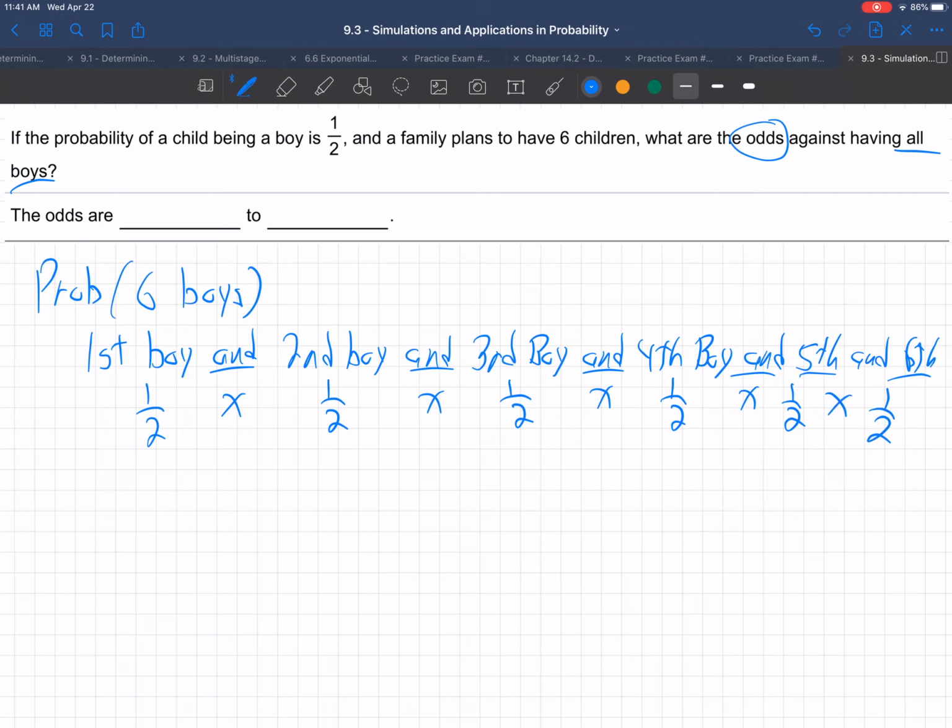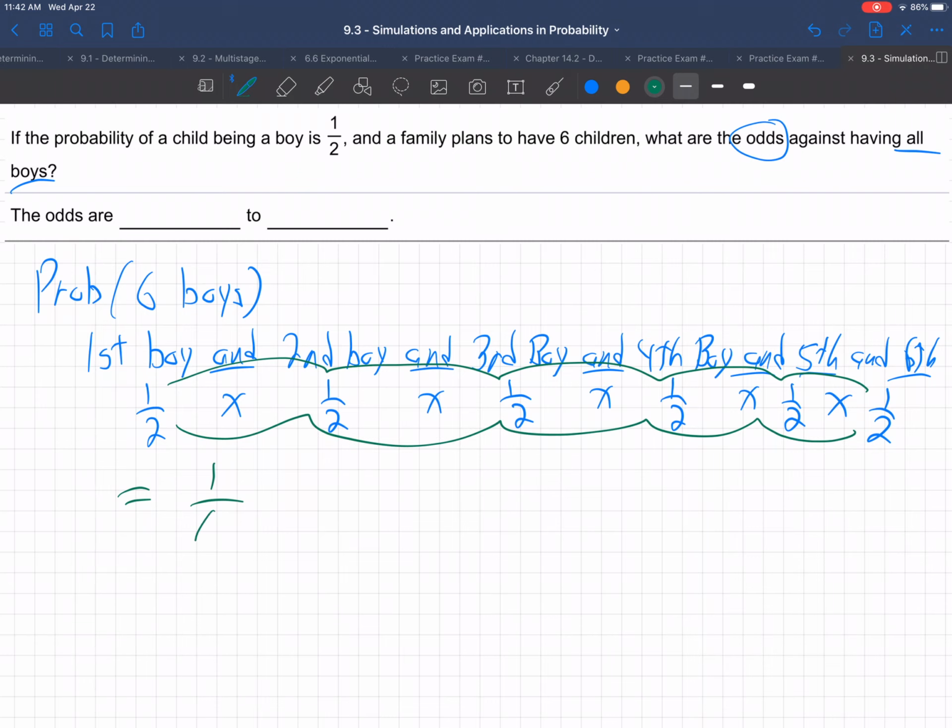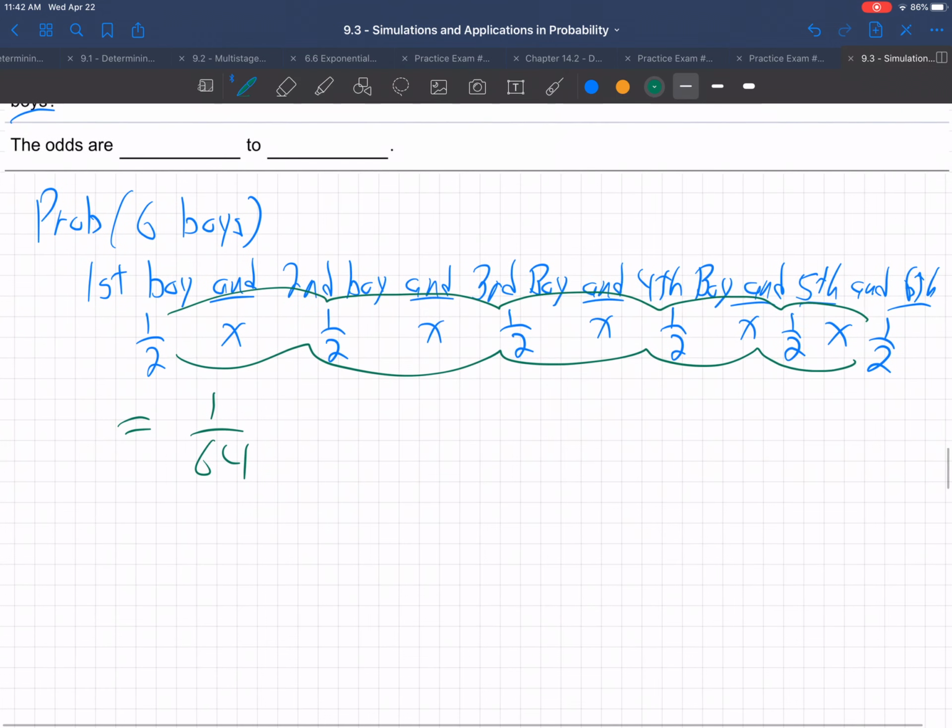So we just multiply a half times a half, 6 times. So that's going to be on the top, we're just going to multiply 1 times 1 times 1 times 1 times 1 times 1. So it's 1 on the bottom, multiplying 2 times 2 times 2 times 2 a bunch of times. That comes out 64. So that's the probability of having 6 boys in a row, 1 out of 64.